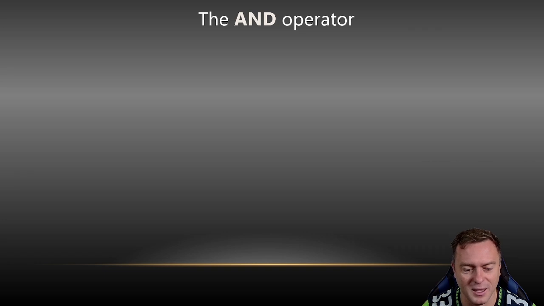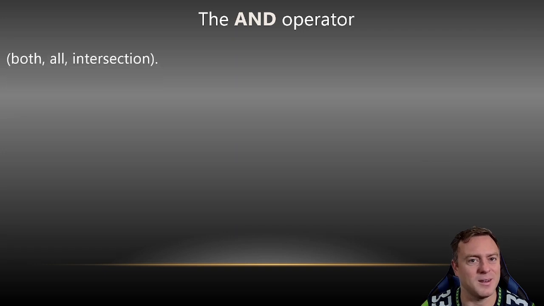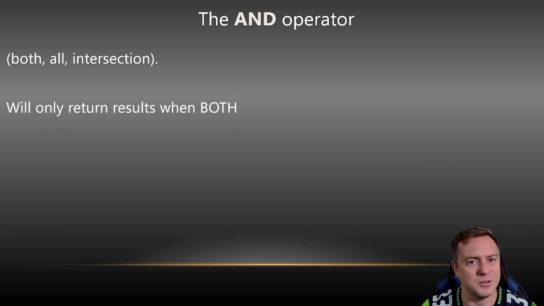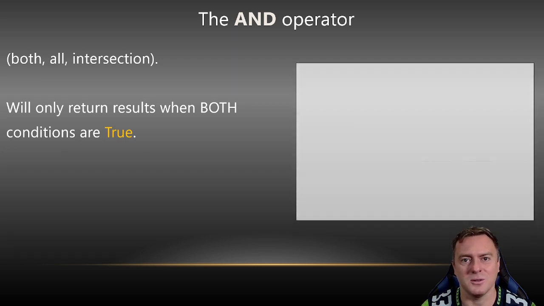So then you start picking up on how these words work and how they sort of interconnect. So the and operator, hopefully you've picked up now that it means both, all, or the intersections. So these all mean the same thing. It will only return results when both things are true. So when both conditions are true, it turns the thing on.